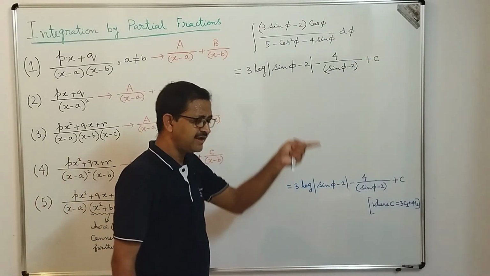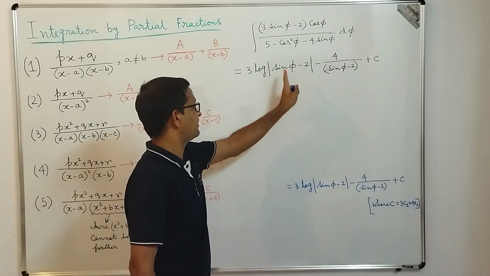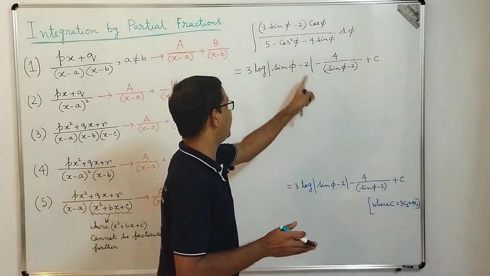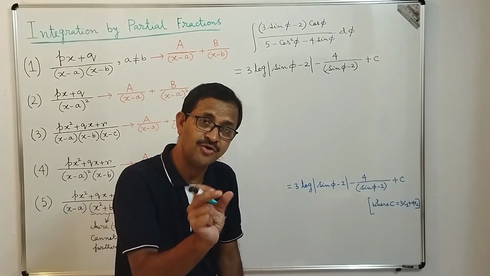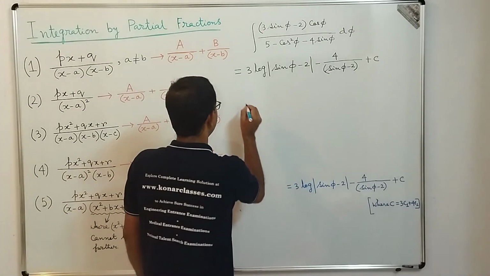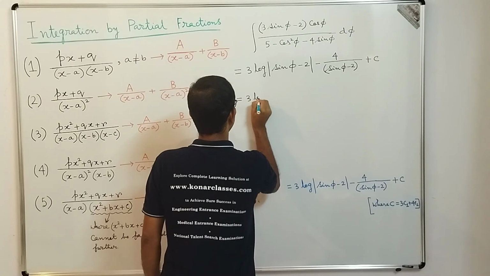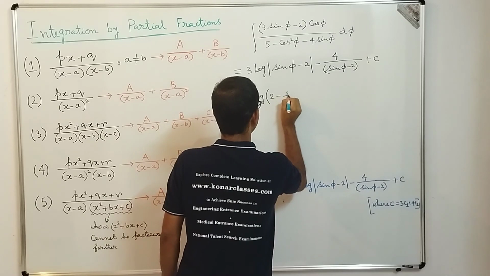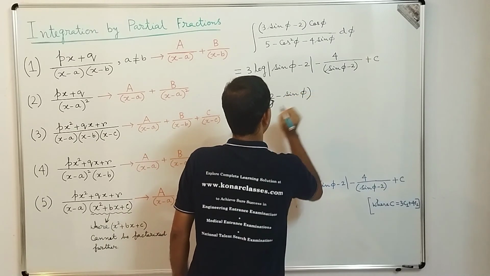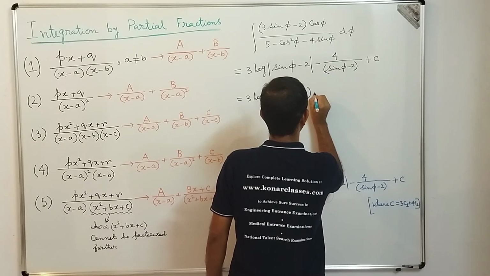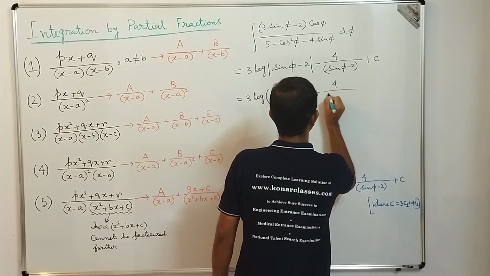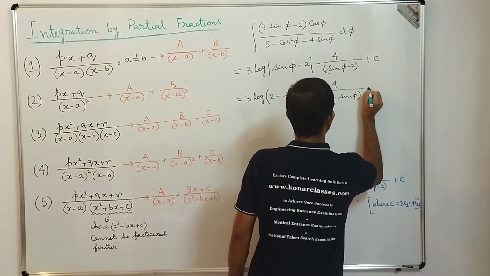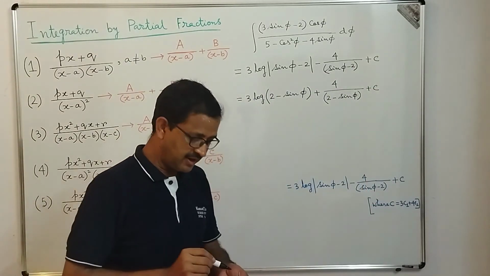But let me tell you, sin phi minus 2 or 2 minus sin phi, which one will be here? The mod value of sin phi minus 2 should be equal to 2 minus sin phi. Why? Because sin phi is always between minus 1 and plus 1. So if we remove that mod, it should be 3 into log of 2 minus sin phi, or you can write plus 4 by 2 minus sin phi, plus C. So with this we are done with this question.